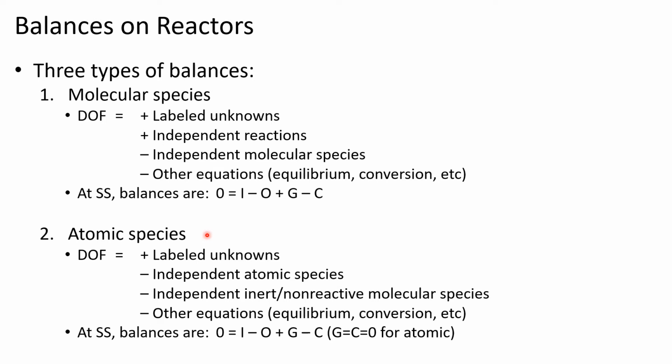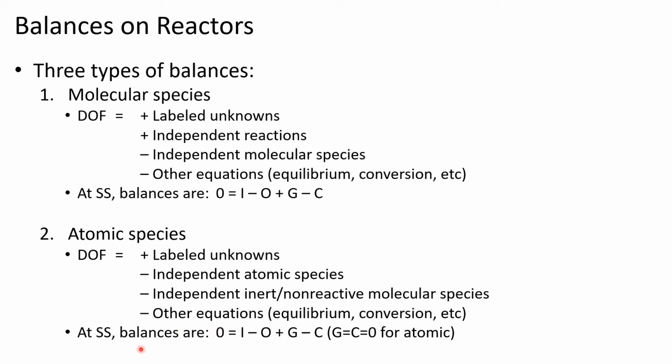The number of degrees of freedom associated with an atomic species balance is given by the number of labeled unknowns, from which we subtract the number of independent atomic species this time. We also subtract the number of inert or non-reactive species, as well as any other equations that might come from an equilibrium specification, a conversion of one of the chemical species, or some other equation.